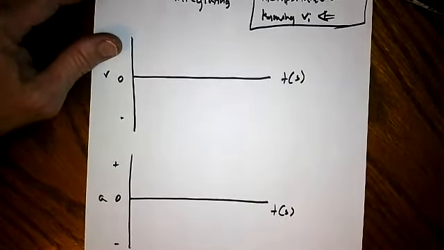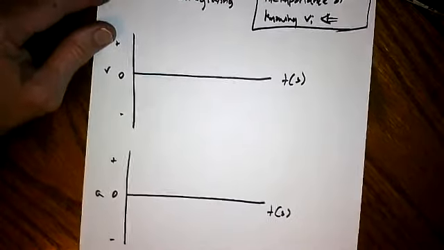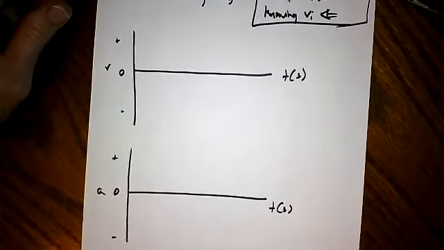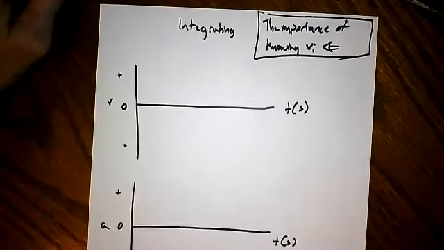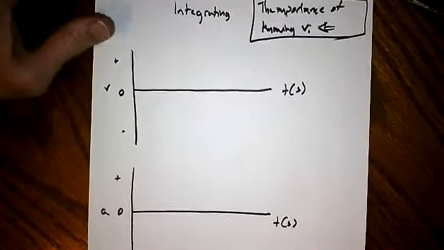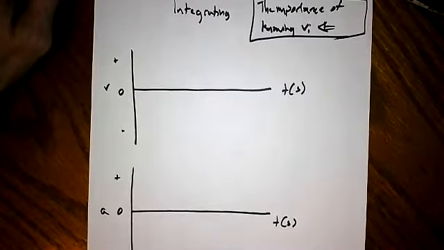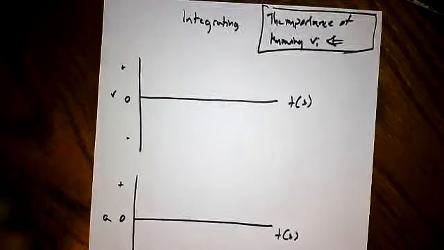If you're in a math class or even a physics class, sometimes you flip these and you integrate here and then you plot down here. But I'm going to continue with this mindset, an approach where we integrate acceleration to yield velocity, and then we integrate velocity to yield position. All right, so let's go through this.